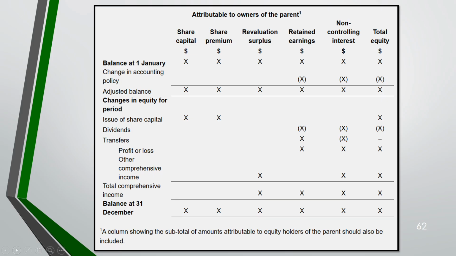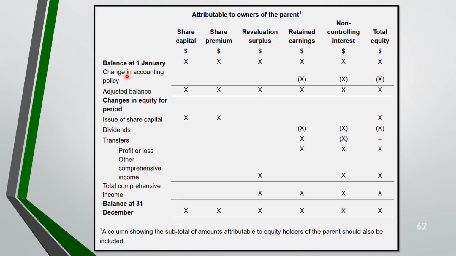So you see here, this is the format for the statement of changes in equity. Here we have share capital, share premium, revaluation surplus, retained earnings, NCI, and total equity. Total equity is the addition of all these. And you see a note: attributable to the owners of the parent. The column showing the subtotal of amounts attributed to equity holders of the parent should also be included. Okay, so we see here the balance at 1st January and then 31st December.